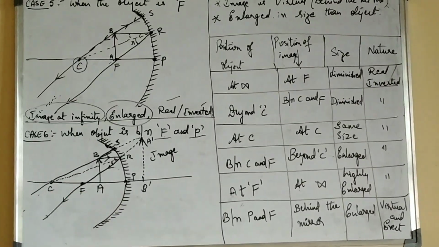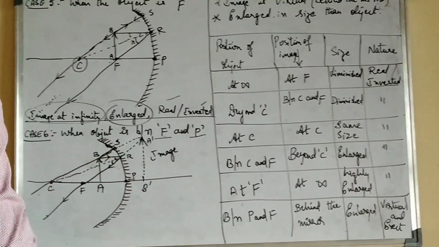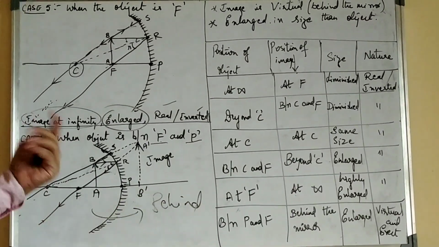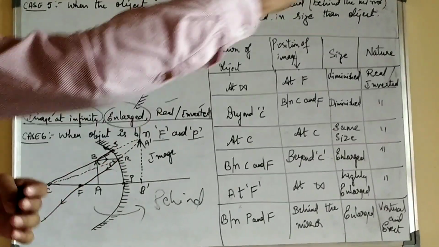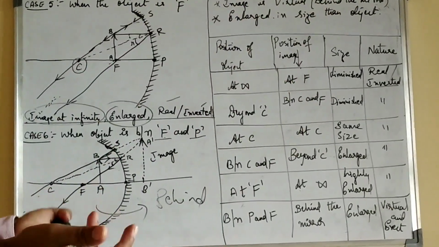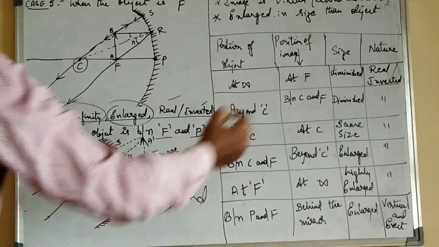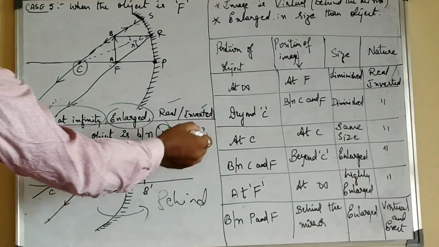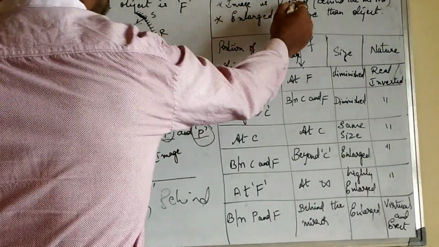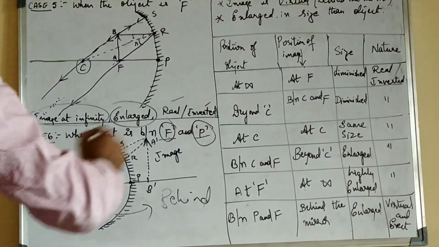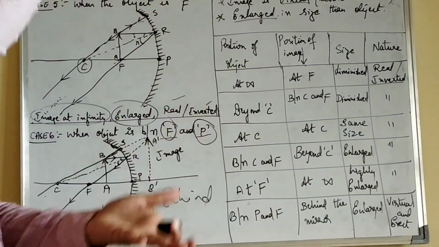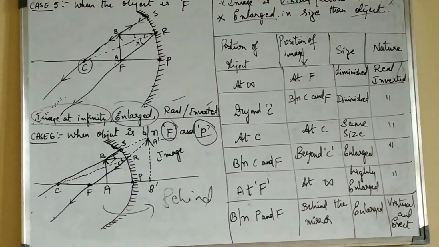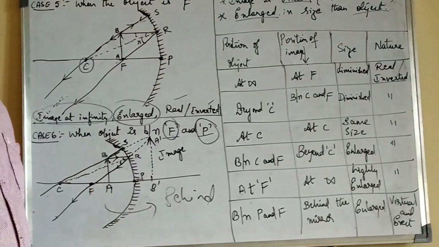Now where is the image formed? Image is formed behind the mirror. So whenever an image is formed behind the mirror, it is a virtual image. So when the object is between the principal focus and the pole of the mirror, the image is virtual, which means it is behind the mirror. Now the image is enlarged, meaning the image is bigger than the size of the object. So that is case 6. So we have studied all the 6 cases.